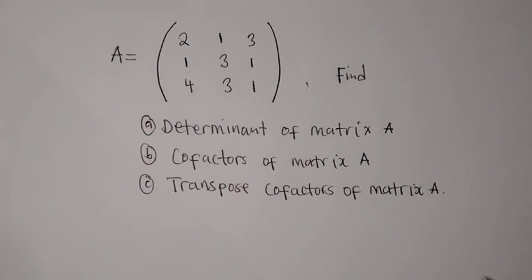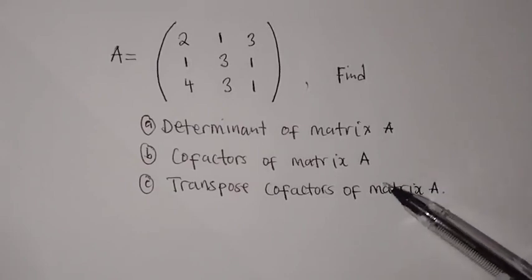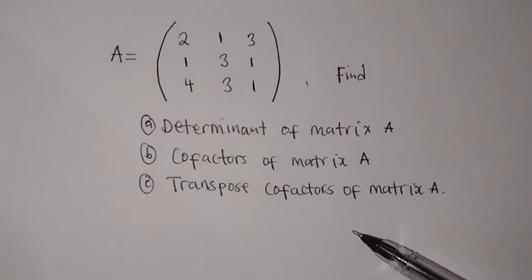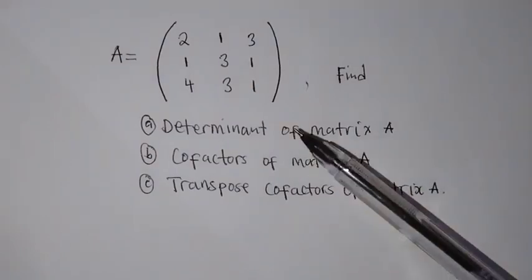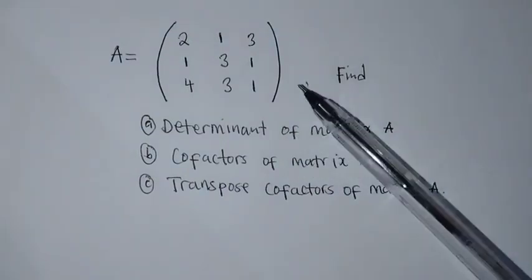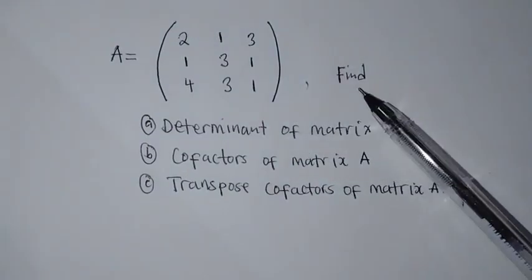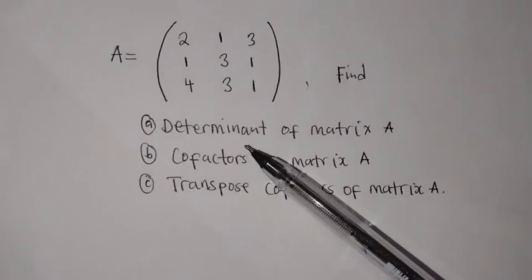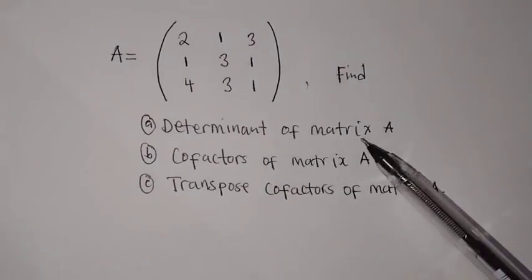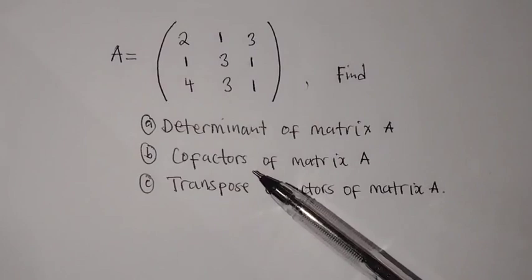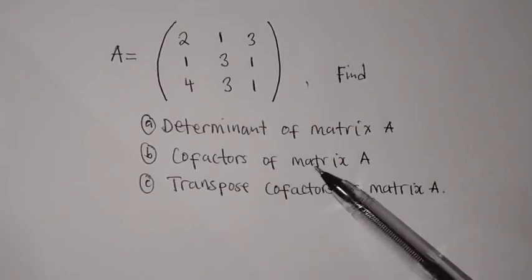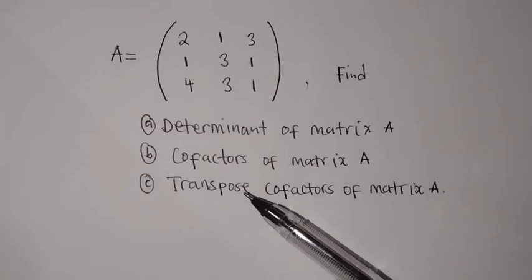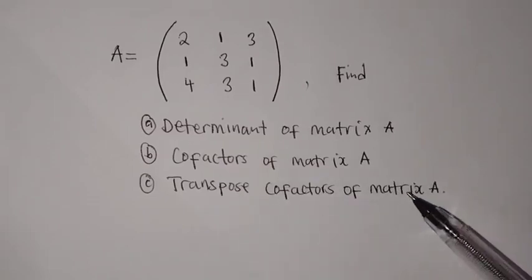So in this presentation, I want us to answer this question right here. This is a question coming from matrices. Here we are given matrix A, which is a 3 by 3 matrix. Question A, find the determinant of matrix A. Question B, find the cofactors of matrix A. C, transpose the cofactors of matrix A.